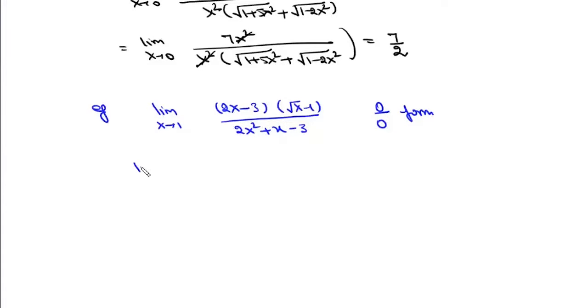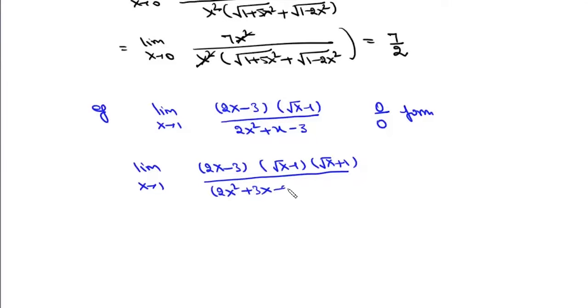Now we can write this as this limit x tends to 1 of (2x minus 3), and here we'll rationalize it, so we write under root x minus 1 into under root x plus 1, and here we can factorize this as 2x square plus 3x minus 2x minus 3, and this is under root of x plus 1.